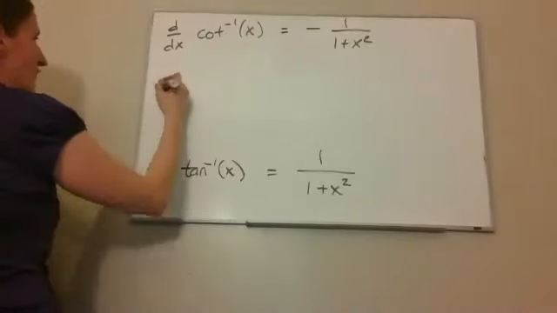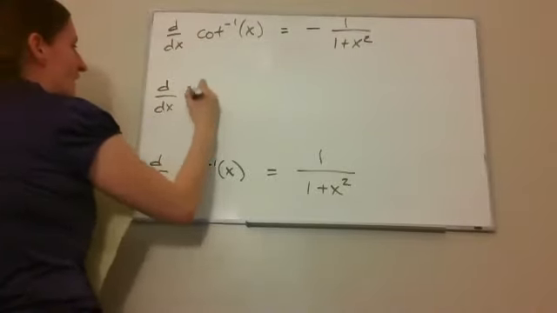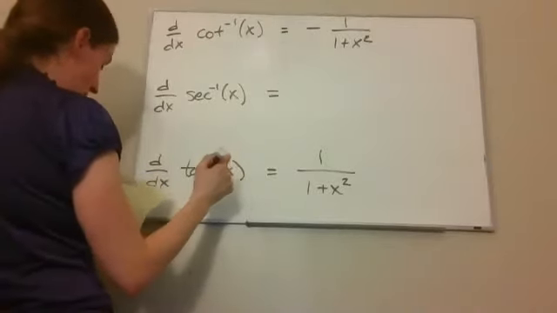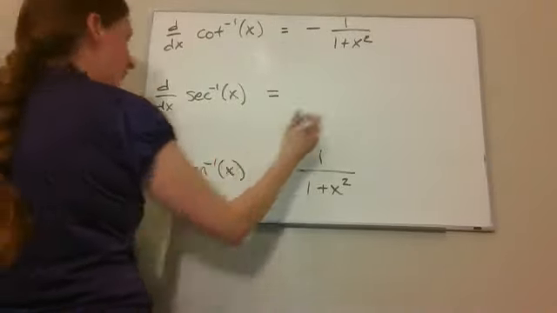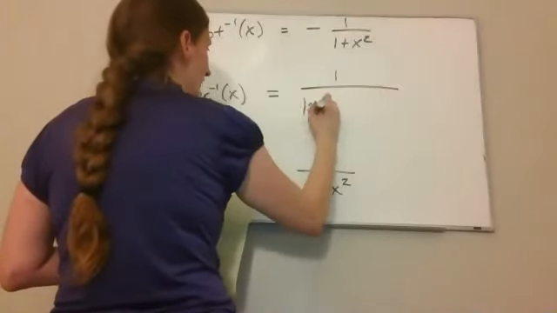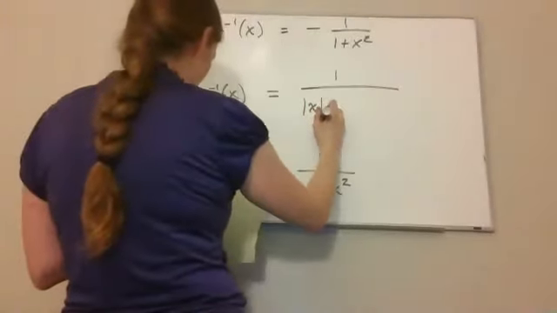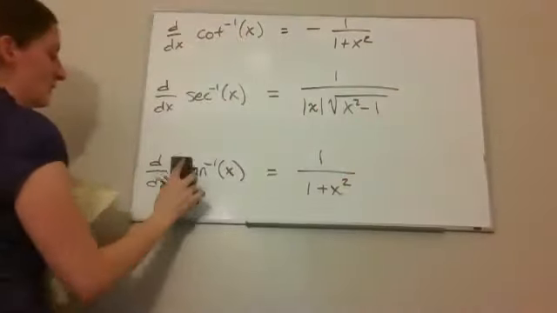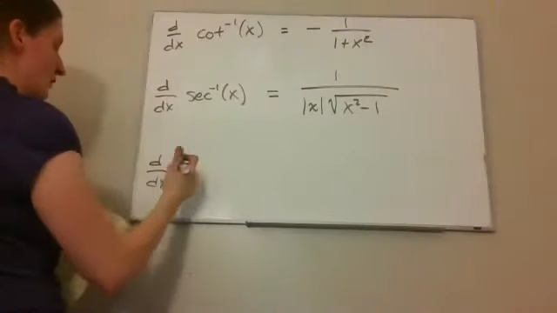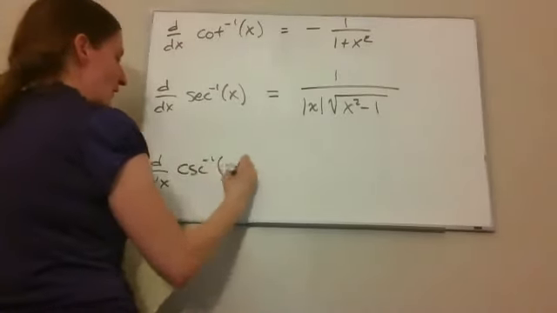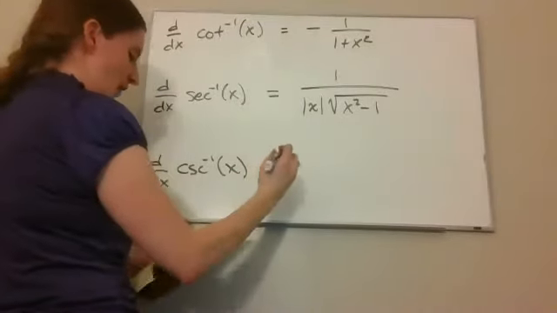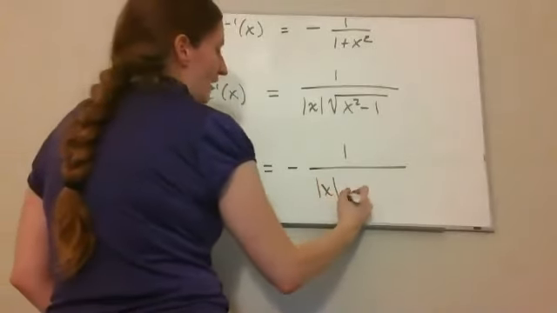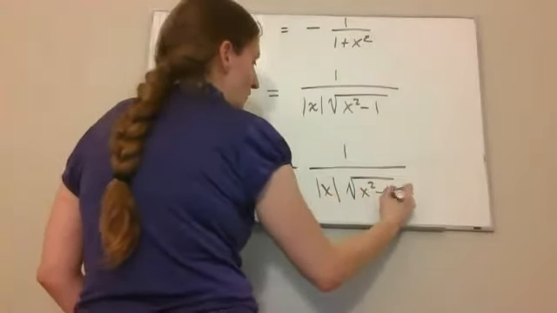And then all I have left is the derivative of secant inverse and cosecant inverse, and they're the most complicated ones. The derivative of secant inverse is 1 over the absolute value of x times the square root of x squared minus 1. And the derivative of the inverse cosecant is very similar, it just happens to be negative. So negative 1 over absolute value x, square root of x squared minus 1.